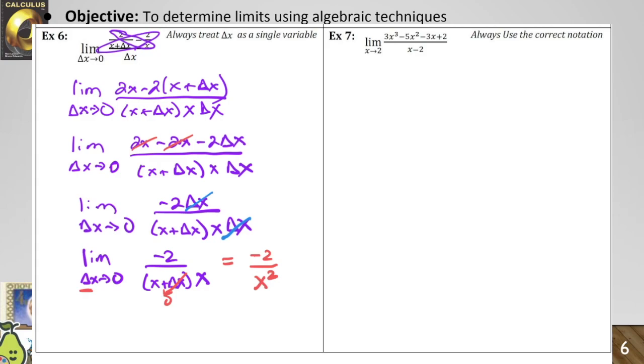Whew, there you have it. You just found your first derivative. Yes, through this limit process, you have found your first derivative, which might not have meaning to you right now, but it will later on.